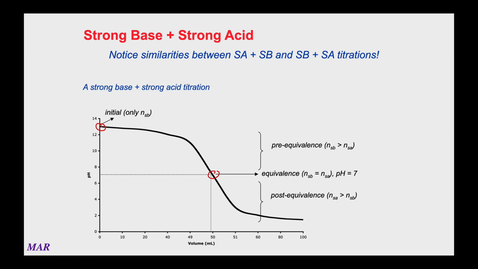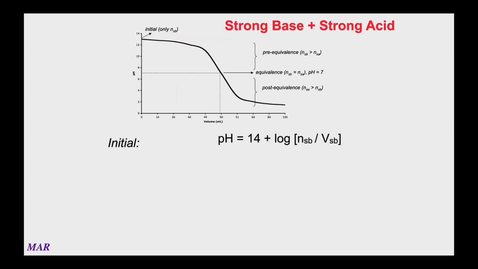But the equations are almost identical to what you saw for strong acid plus strong base. Initially, it's the pH of a strong base, so 14 plus log concentration of base, or if you want to write it in moles and volume, 14 plus log NSB divided by VSB. Now on this problem, NSB and VSB are not going to change. We're adding a strong acid, so NSA and VSA will change, but NSB and VSB will be constant.